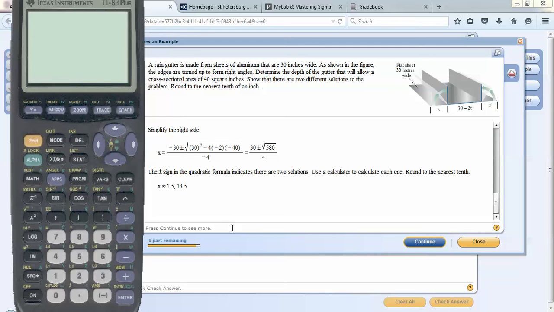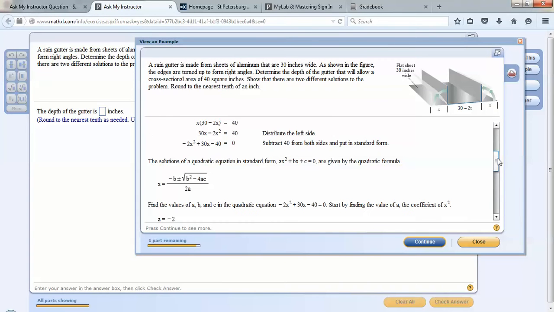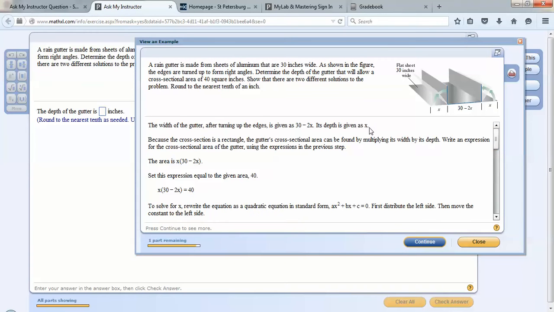I'm looking at a problem that's similar to the one you were asking about, and it sounds to me like you understand how to get the setup. Scrolling back through this one, you multiply length times width. So x times 30 minus 2x gives you the area.